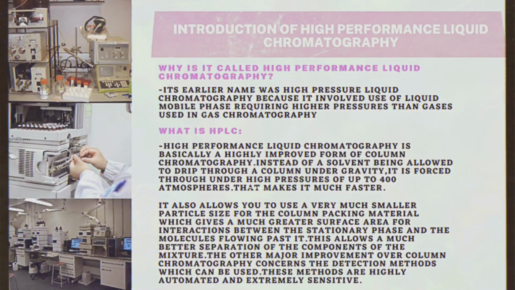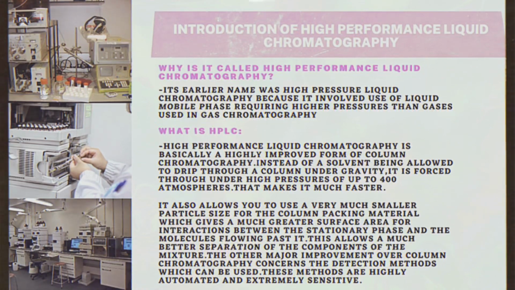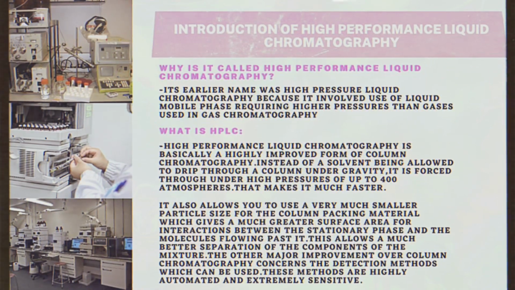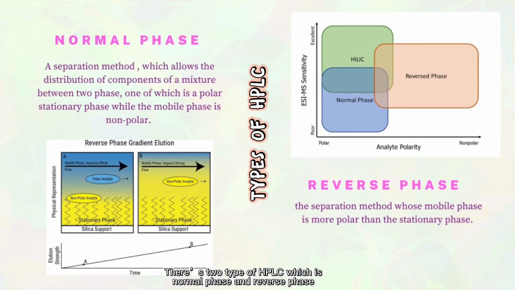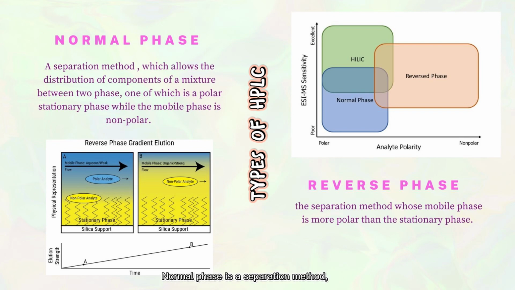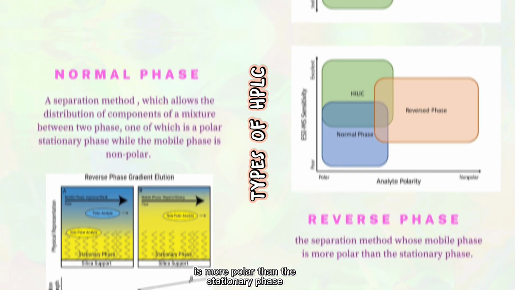The other major improvement over column chromatography concerns the detection methods which can be used. These methods are highly automated and extremely sensitive. There are two types of HPLC, which are normal phase and reverse phase. Normal phase is a separation method which allows the distribution of components of a mixture between two phases, one of which is a polar stationary phase, while the mobile phase is non-polar. Next is reverse phase. Reverse phase is the separation method whose mobile phase is more polar than the stationary phase.